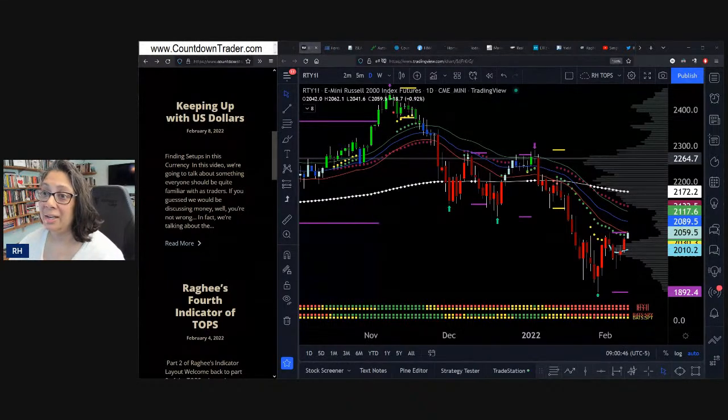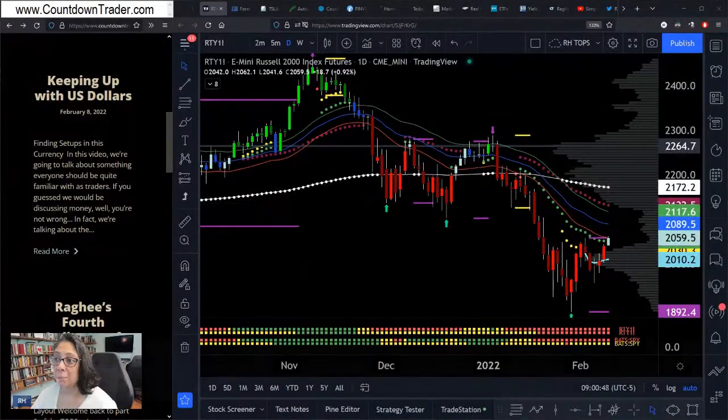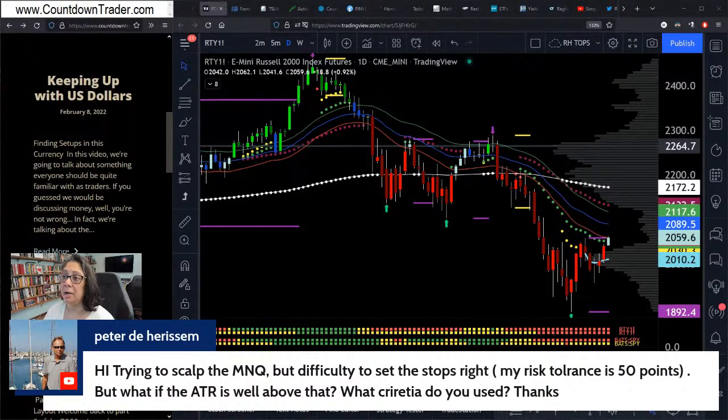All right. So first up, hey there, Peter. Trying to scalp the micro Nasdaq, but difficulty to set stops right. My risk tolerance is 50 points. But what if the average true range is well above that? What criteria do you use?